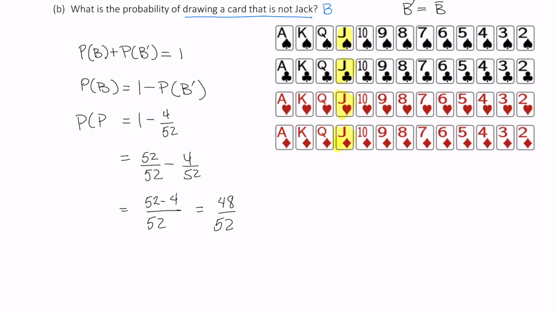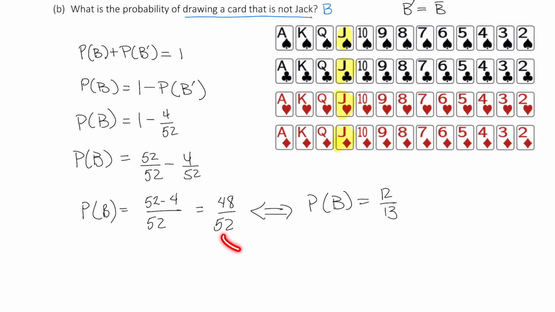And let's fill in the left side of this equation all the way down. So this tells me that the probability of not selecting a jack is 12 out of 13, and all I did was reduce this fraction. As a decimal, this becomes 0.9231.